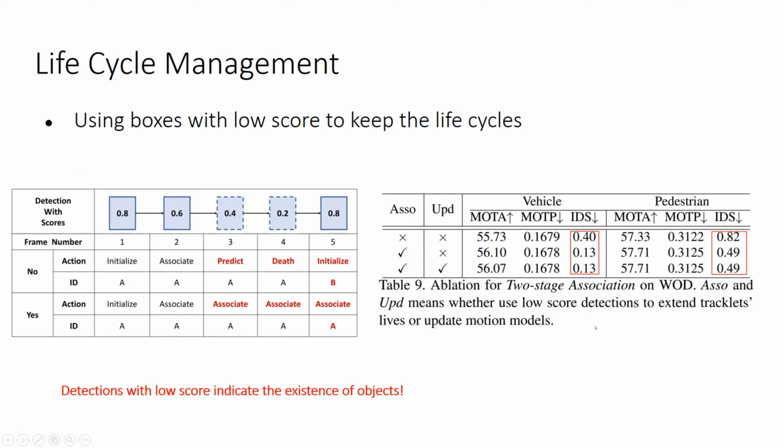So the takeaway here is that detections with low score indicate the existence of objects. So we could use such dark knowledge that exists in the detection output, but we simply throw it out in the traditional approaches because we think that they're not accurate enough for tracking. But it actually indicates the existence of an object and can be used to reduce the ID switch.